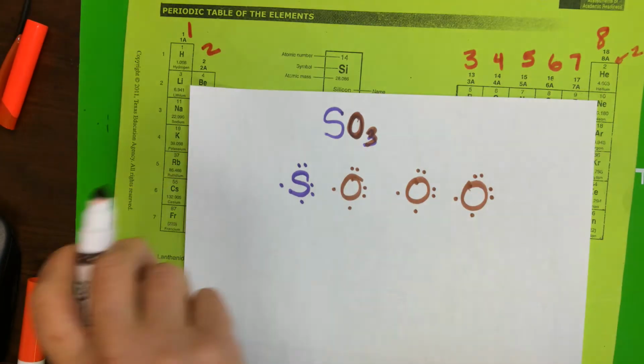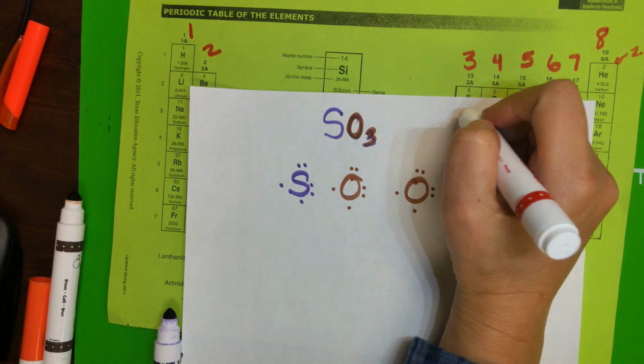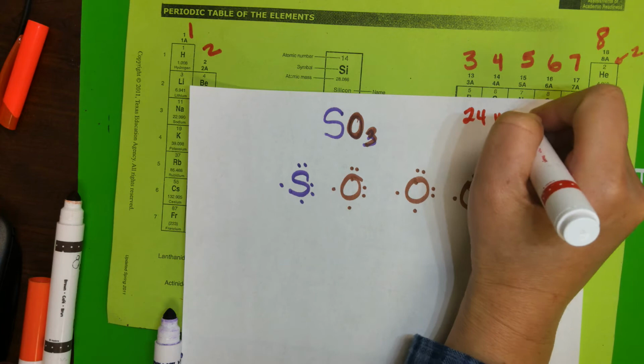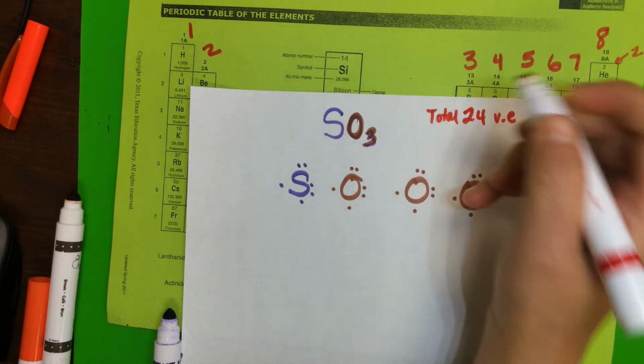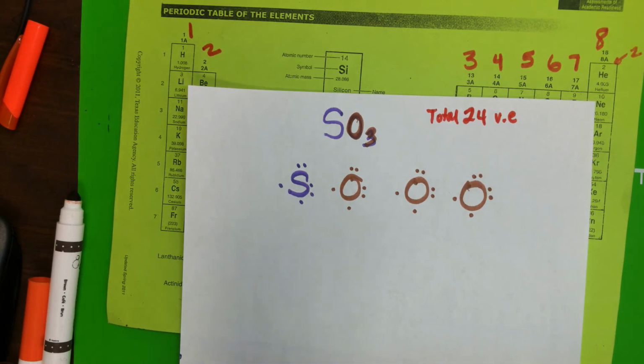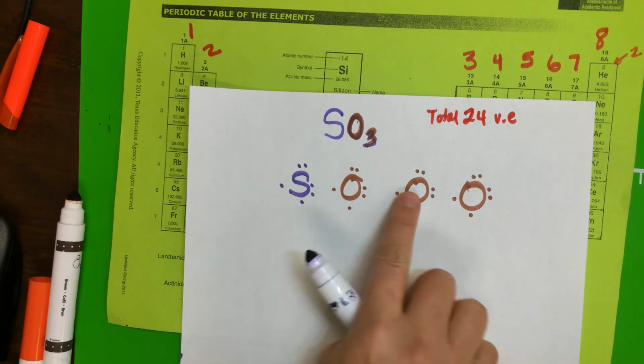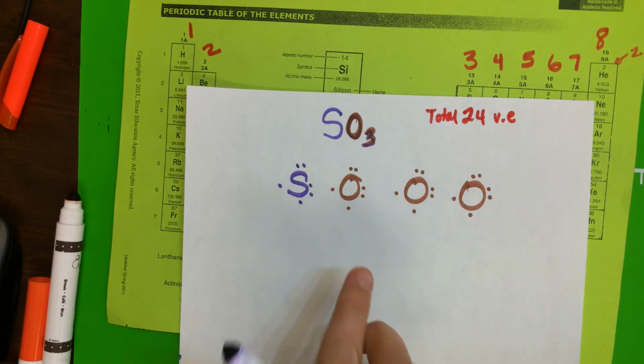That means it's a total of 24 valence electrons. Total. Okay, now step number 2. You count all your valence electrons. That's step 1. Now determine the central atom.